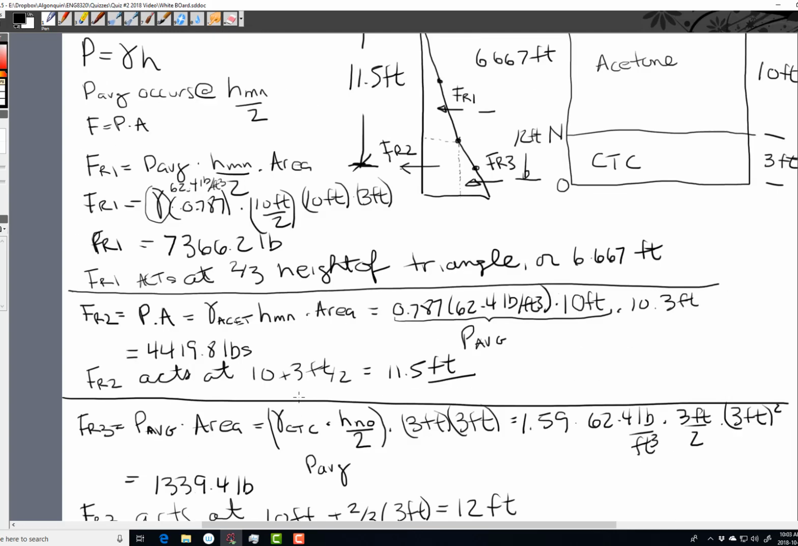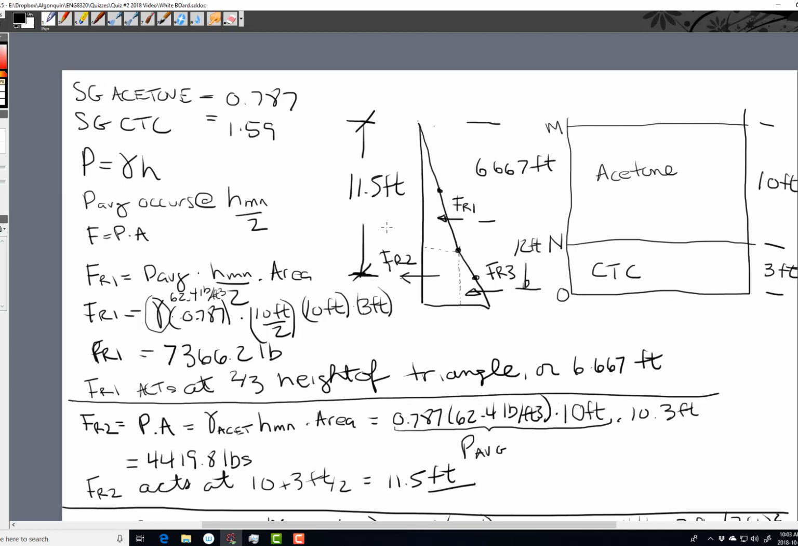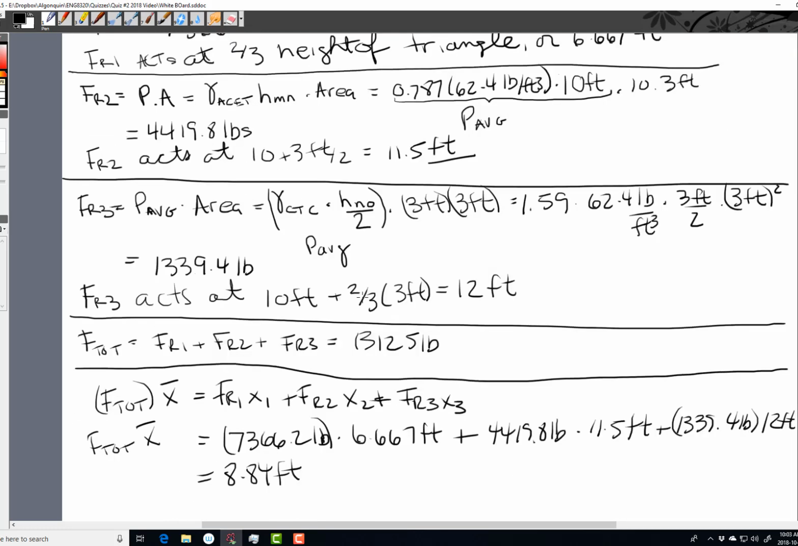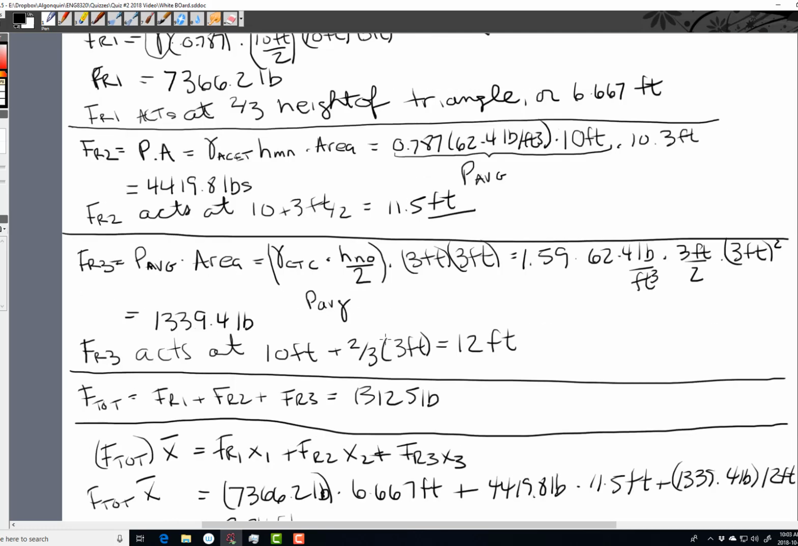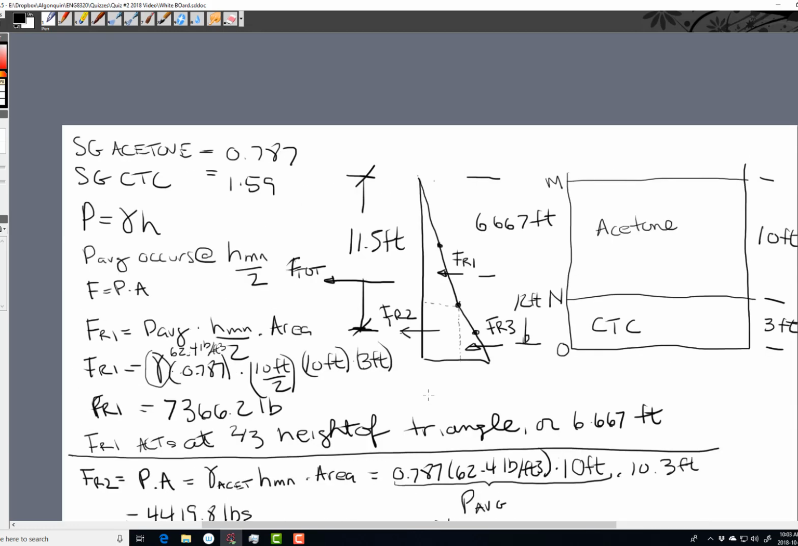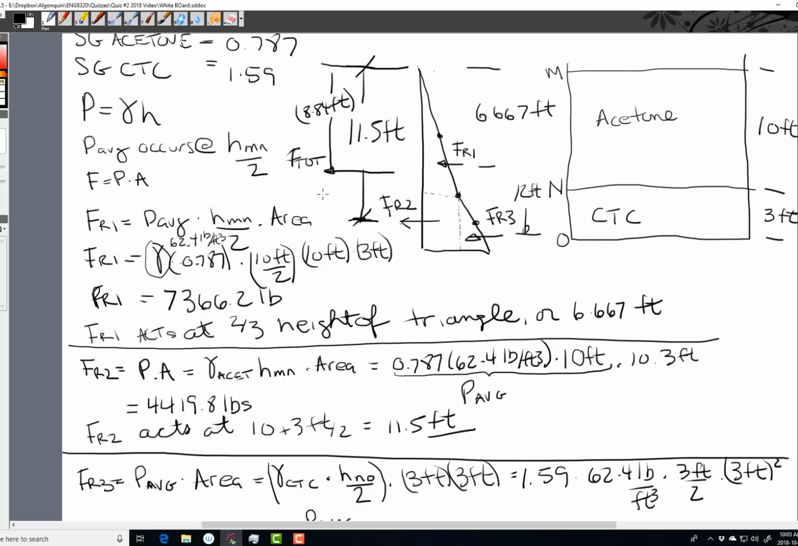So that means our F total, we know it equals 13,125 pounds right here, acts at 8.84 feet from the top. I'm sorry to make this jam-packed, but this here is 8.84 feet. And that is how you solve this problem on the test. That would have got you full marks.